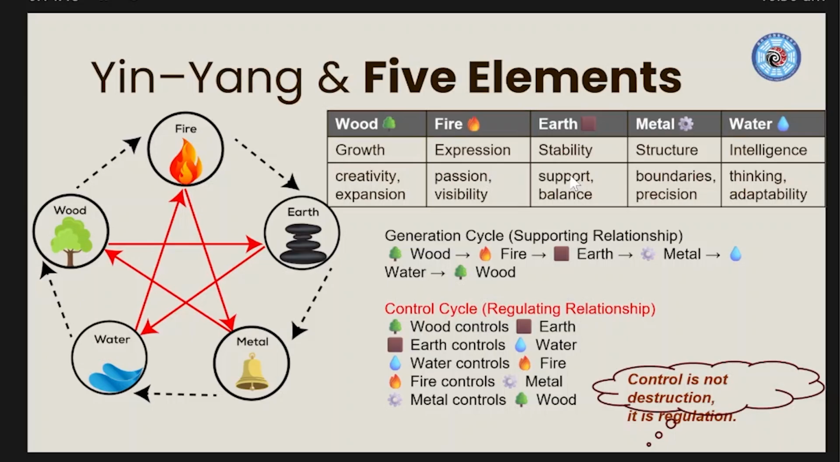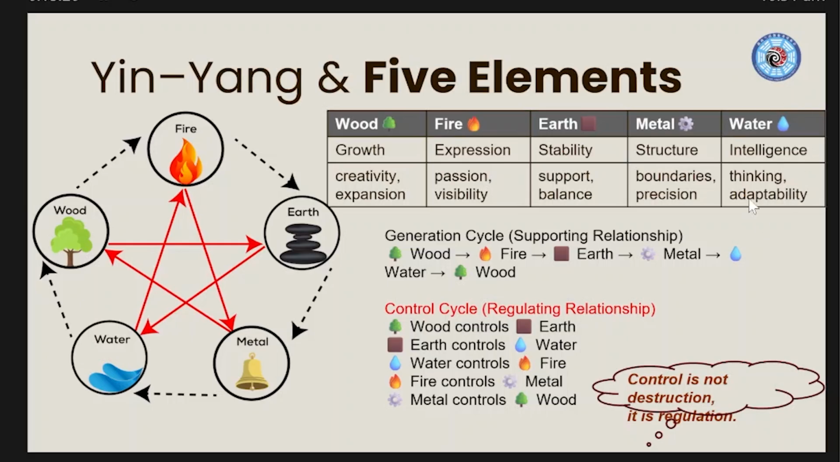And also the metal. The metal is like the boundary. We can think that if you have a knife or a blade, it can cut the boundary. So the metal is more like a structure. We can use it to analyze something like boundaries, clarity, standards, structure, rules, quality, etc.